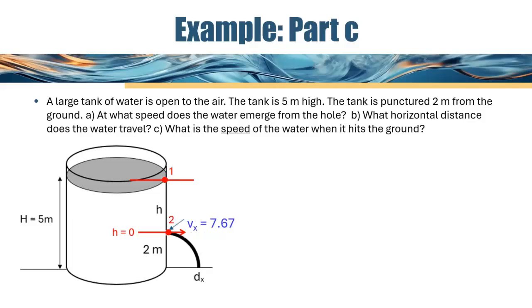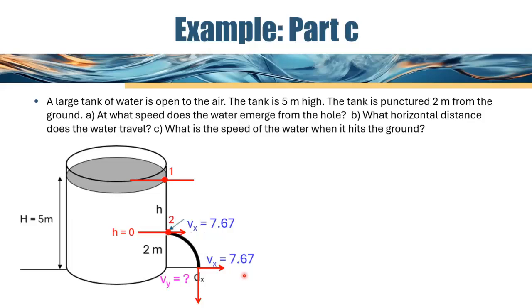So part C says, what is the speed of the water when it hits the ground? So we're looking for the speed down here when it hits the ground, and we know that the horizontal component of the velocity does not change. So that's going to be 7.67 meters per second. But we also know that the y component does change. It goes faster by 9.8 meters per second every second that it's in the air.